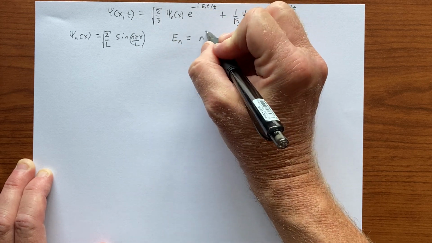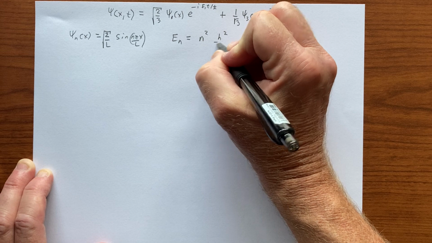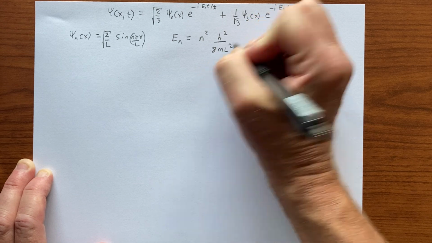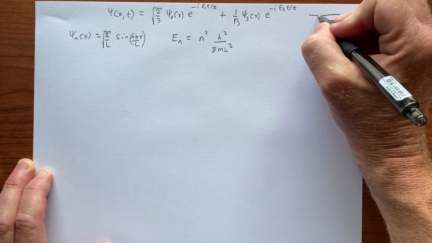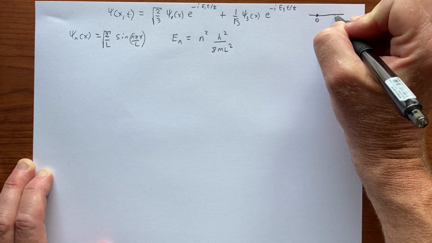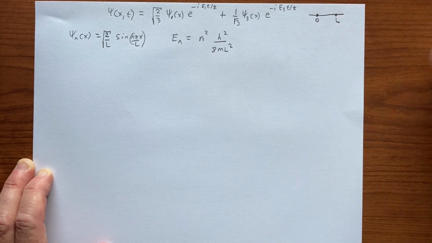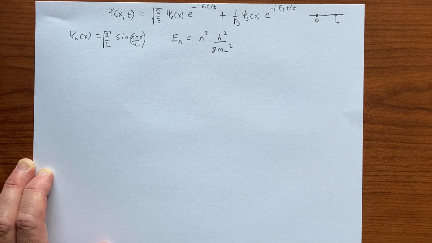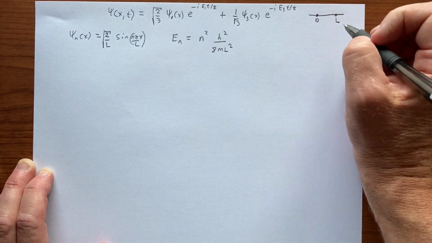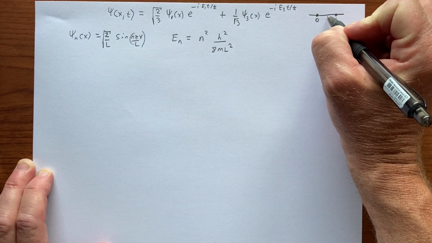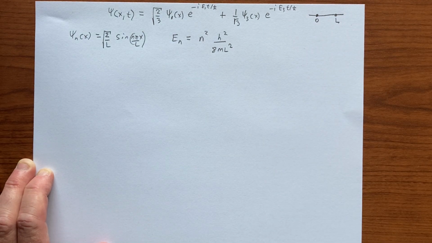and the energy levels are n squared h squared over 8 m L squared. And just for completeness, the particle can be between x equals 0 and x equals L. So let's find the probability that the particle will be found between x equals 0 and x equals L. So what's the probability that it's found on the left-hand side of the 1D box?